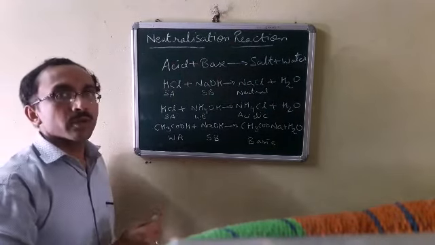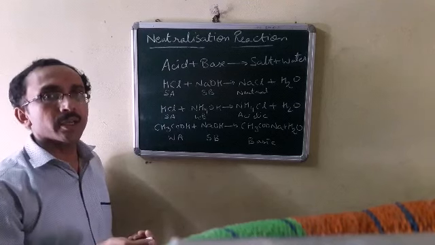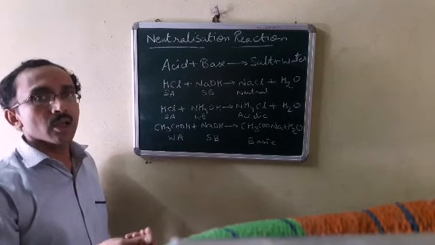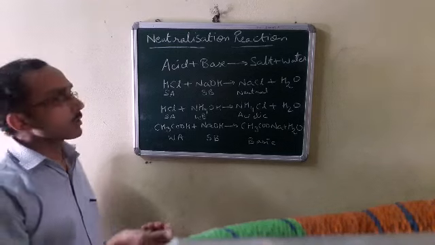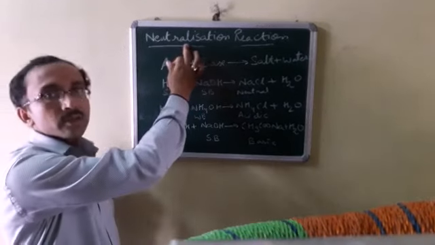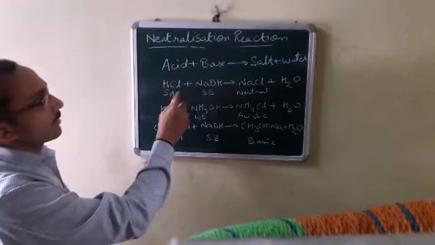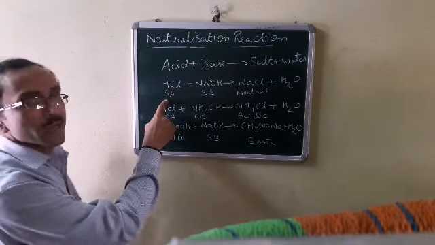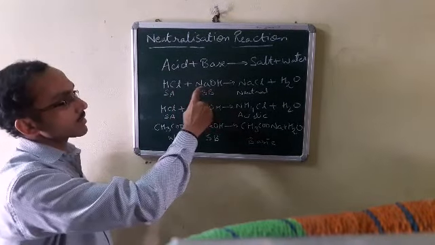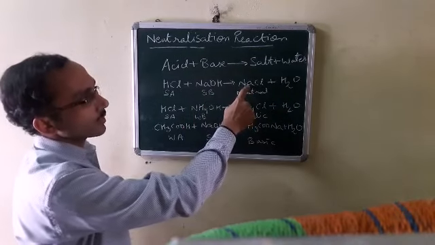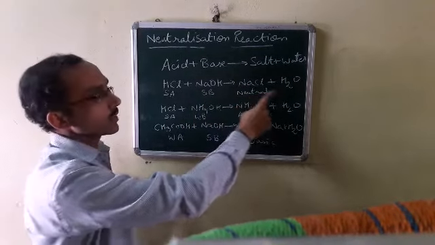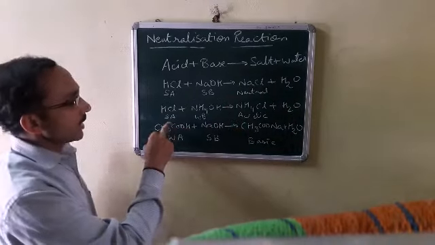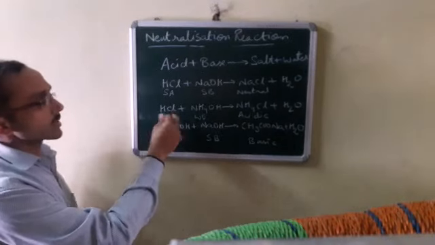For example, when we are suffering from a lot of acidity, we take antacids that are mild bases which neutralize the effect of that acid. So in that case, that is also a neutralization reaction. Now, for example, we are taking hydrochloric acid, which is a strong acid. When it reacts with a strong base, that is sodium hydroxide, it forms salt NaCl, which is neutral in nature, along with water.